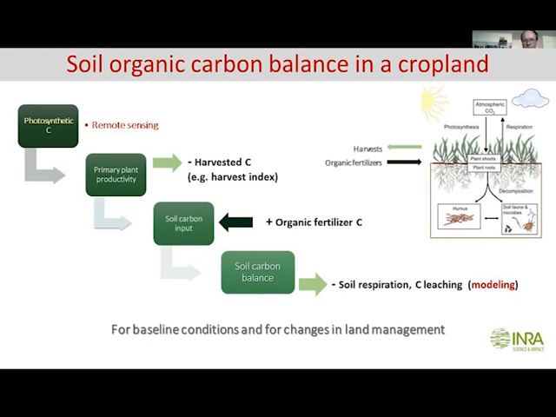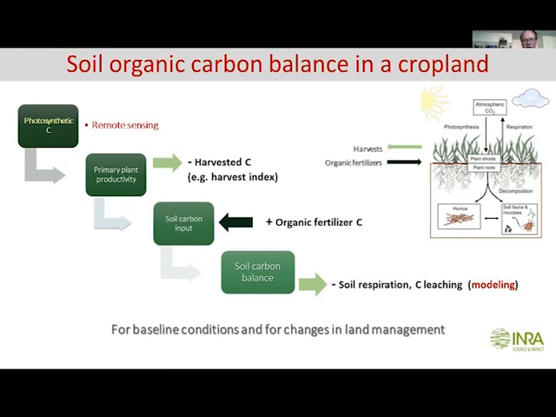Part of this net primary productivity will be removed by harvests, and there may also be some organic fertilizers applied to the soil that will increase the inputs of organic carbon to the soil. And as we said, we have decomposition, we have respiration, we may have leaching, we may also have some erosive fluxes that can alter the soil carbon balance.